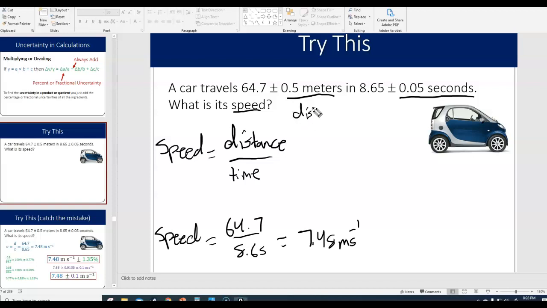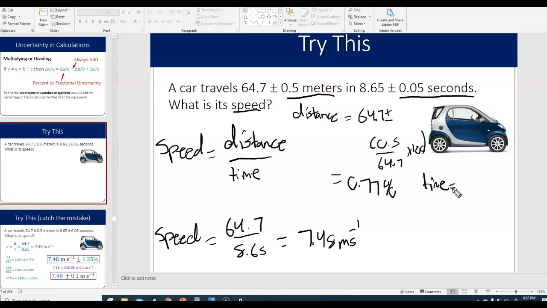So the distance would be 64.7 plus or minus, and then we would do 0.5 over 64.7 times 100. So 0.5 over 64.7 times 100, we would get 0.77%. And then we do the same thing with the time. All I'm doing is converting from absolute to percent uncertainty, which you should easily be able to do. That would be 0.05 over 8.65 times 100.